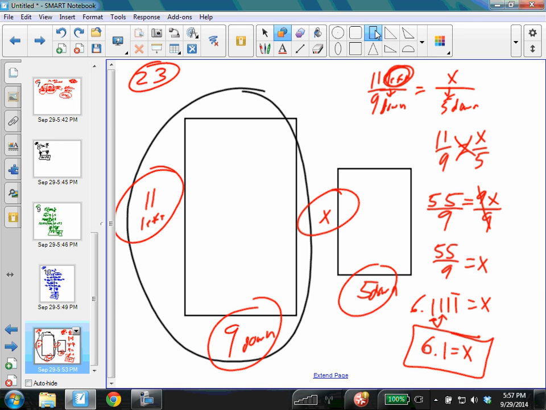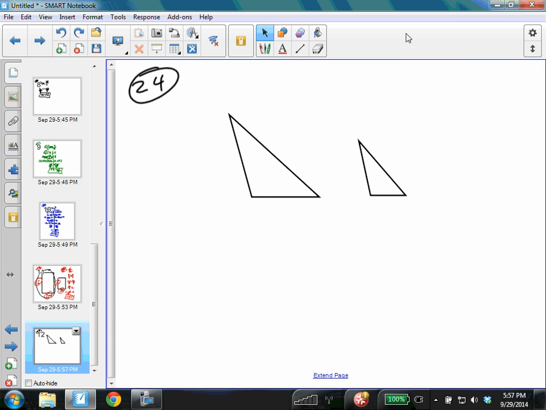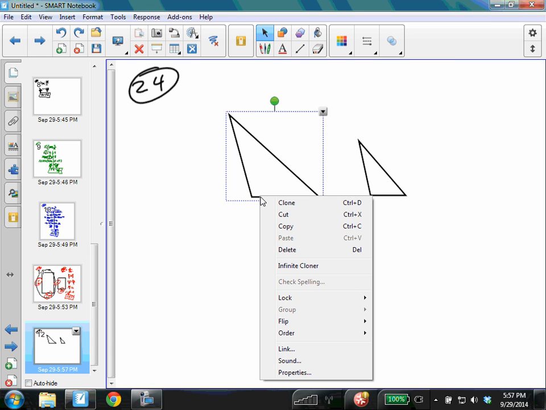6.1 equals x. Okay, let's go to 24. 24 has a couple of triangles, right? So I'm going to use some triangles here. See if I can get them to... Mine are going to be facing a different direction. I can flip them though, so let me flip these right quick.